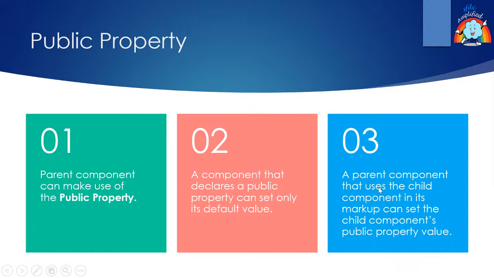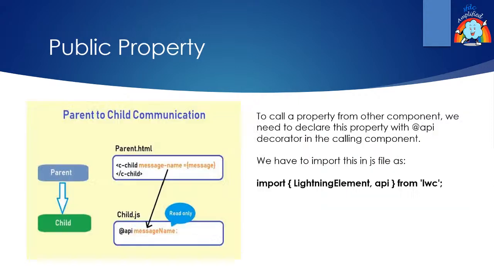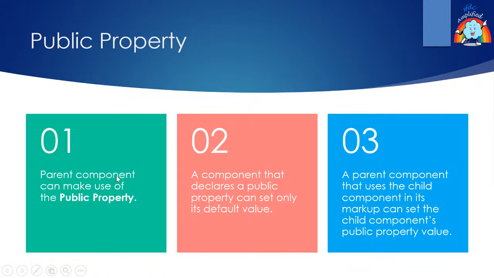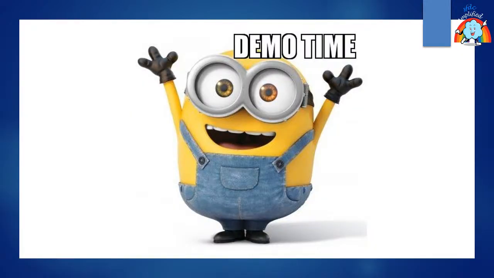A parent component that uses the child component in its markup can set the child component's public property value. Basically, it means that a parent component which is using the child component has to use the child component property, and it can do that only if we are putting c-child. So far we are here. Now it is demo time.